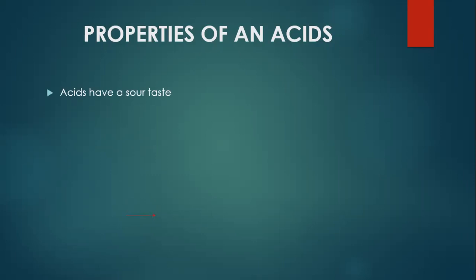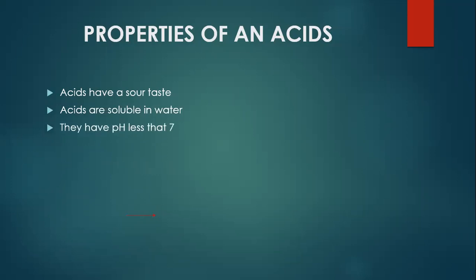So the first property of an acid is that it has a sour taste. On the tongue, it tastes sour. Two, acids are soluble in water, and they can easily dissolve in water.